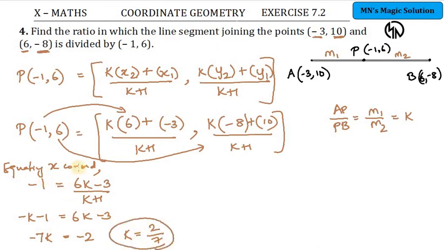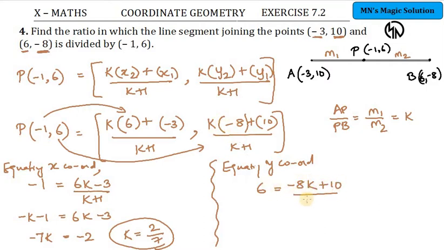It is enough to equate one coordinate. If you want to cross check, you can equate the Y coordinate as well. There as well you should get the same answer. Y coordinate is what? 6. So 6 is equal to, over here it is (-8k plus 10) divided by (K plus 1). So 6k plus 6 is equal to -8k plus 10.